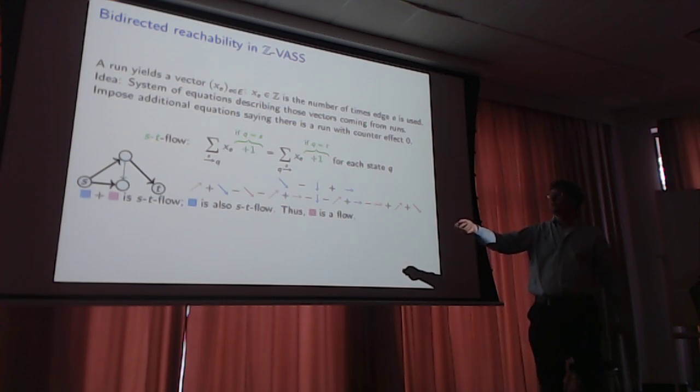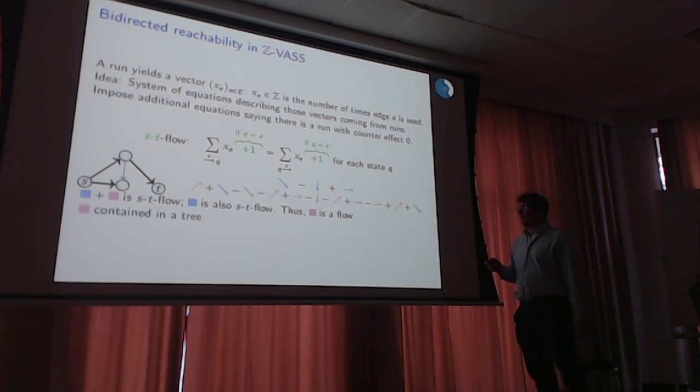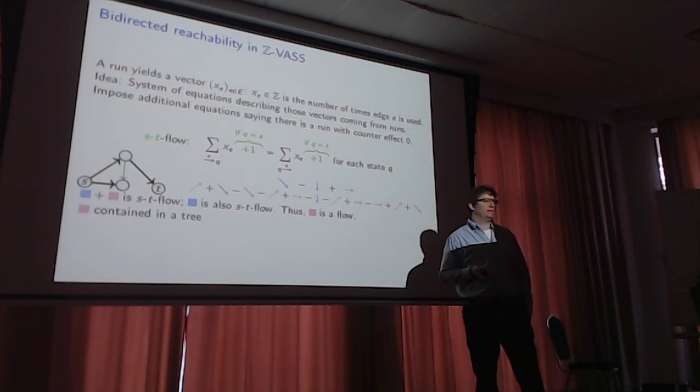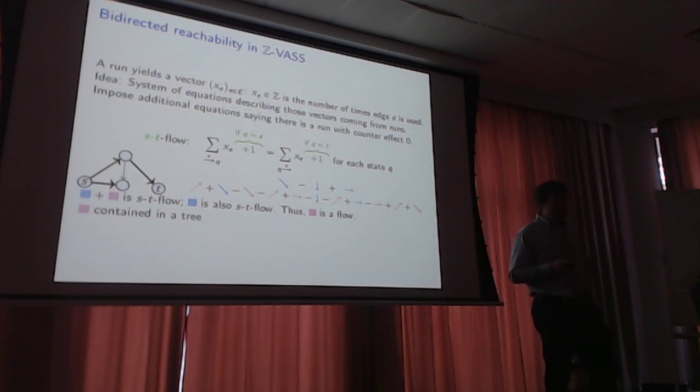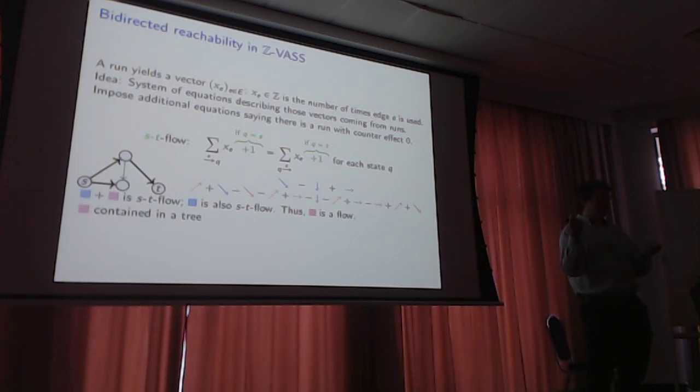So flow meaning with no exceptions. And it's a flow that's contained in a spanning tree. But now, if you're a flow that's contained in a spanning tree, you can argue that actually it must evaluate every edge by 0. That's a simple argument.